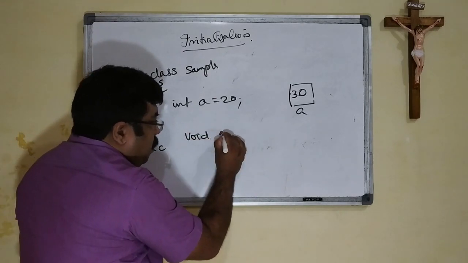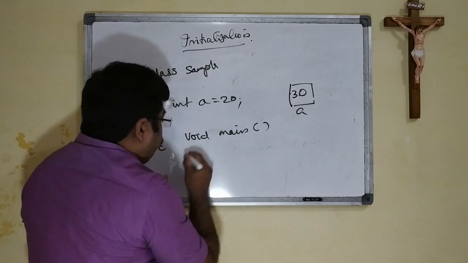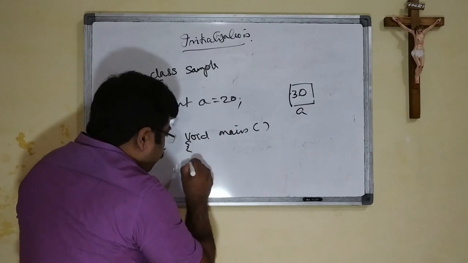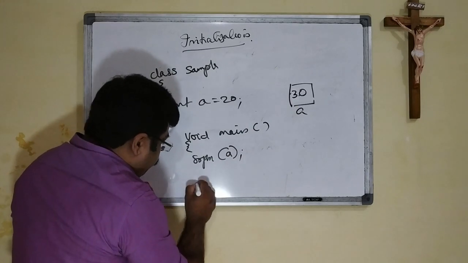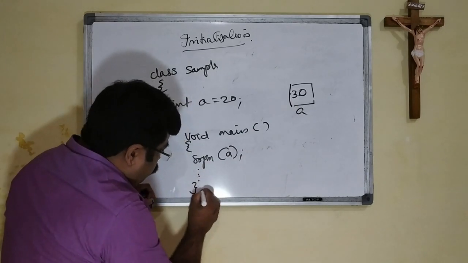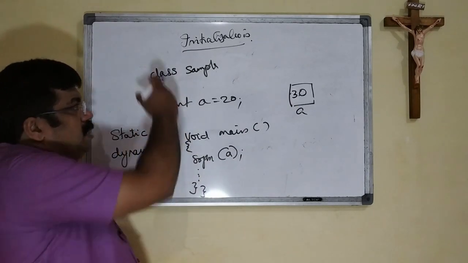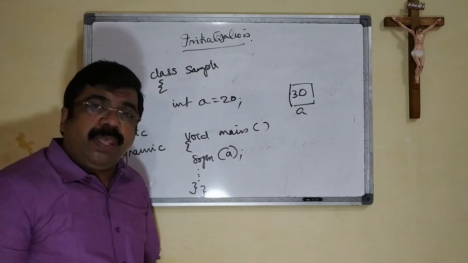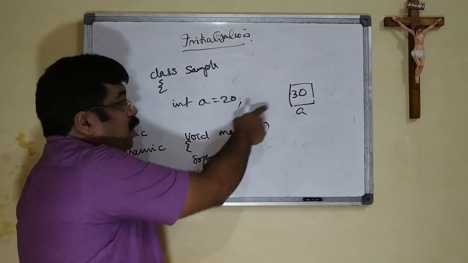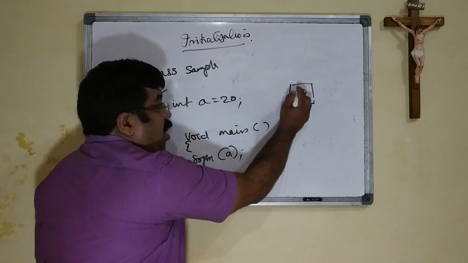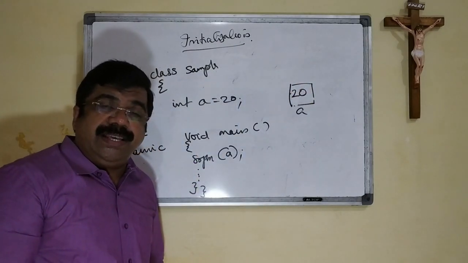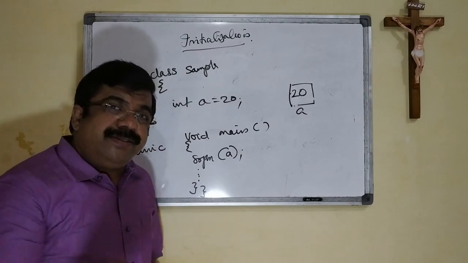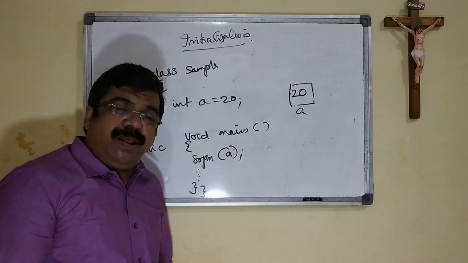void main and sopln a, enclosed in the class. Just compile this program. While compiling, the location a will be created with a value 20. That is called static initialization.